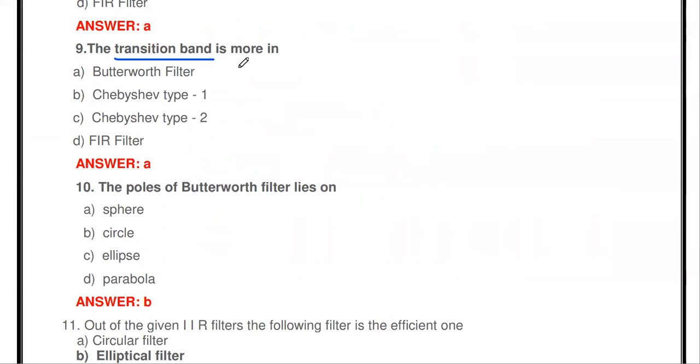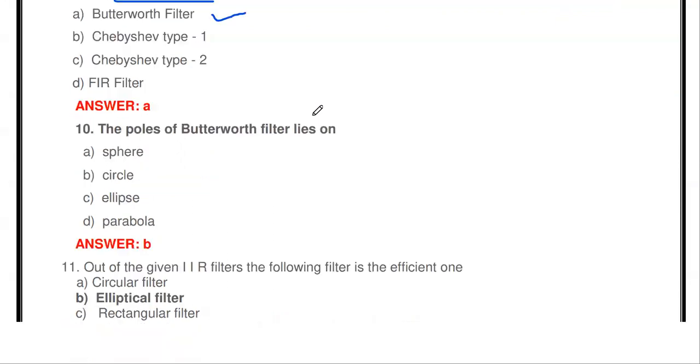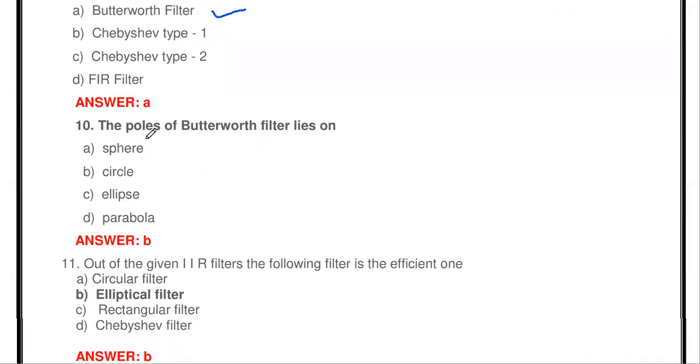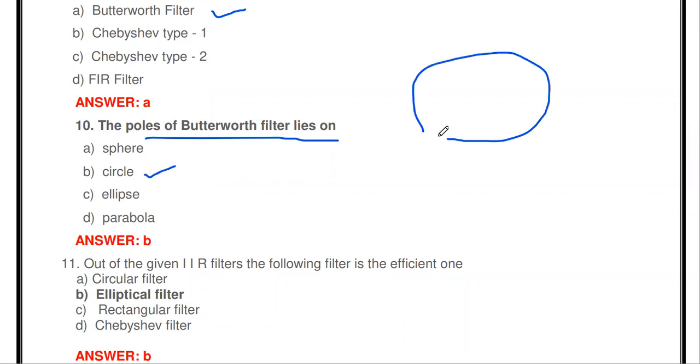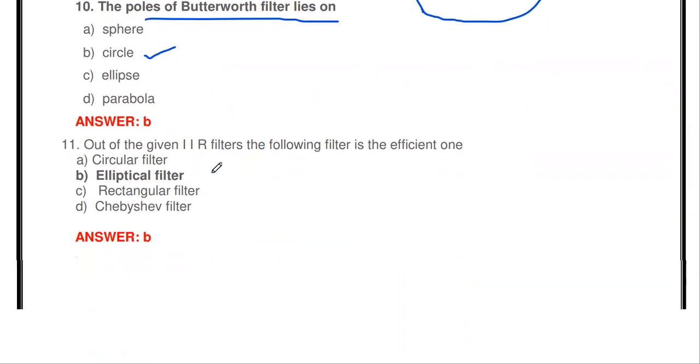So the transition band is more in which filter? The Butterworth filter. In Chebyshev and elliptical filters, the transition band is somewhat less, but in the Butterworth filter, the transition band is more. That is one of the characteristics of Butterworth filter. Then the poles of Butterworth filter lie on sphere, circle, ellipse, parabola. Already we discussed this question: circle. All poles of the Butterworth filter lie in a circular manner. This is an important question.